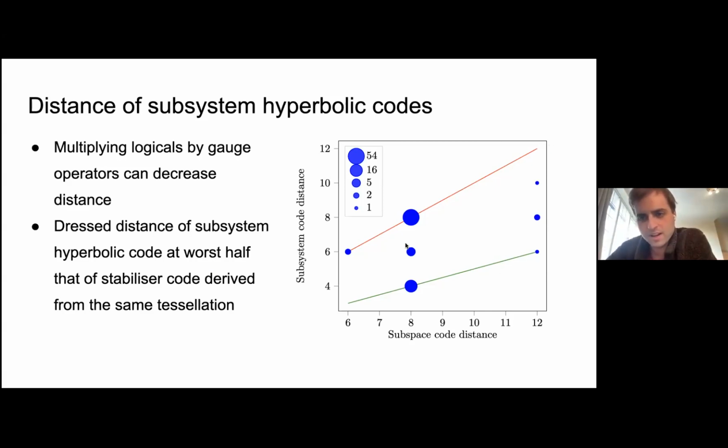So there's an upper and lower bound, and that's shown by the red and the green lines. The red line is the upper bound, and the green line is the lower bound. This is showing the stabilizer code distance, and then the y-axis is the subsystem code distance from the same tessellation. It kind of spans the full range between the upper and lower bound, so you can just take the codes which lie nearer the upper bound. So yeah, the distance can suffer, but by at most a half.